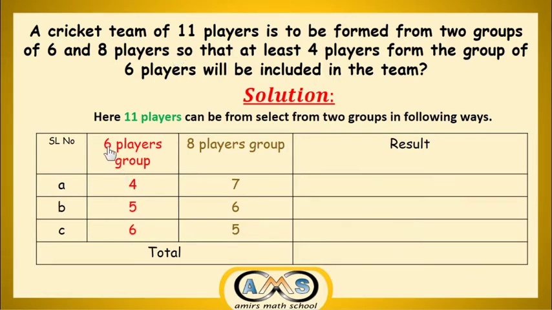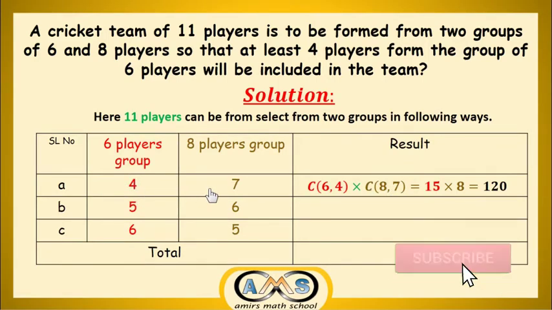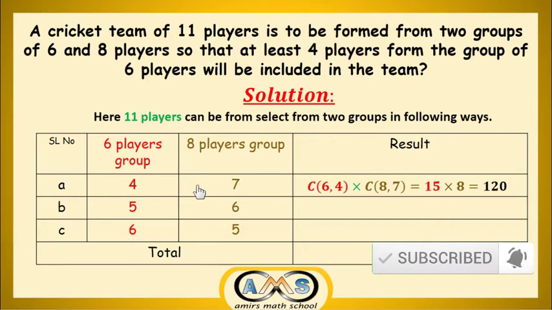From 6, if we choose 4, the result will be C6 4. And if we select 7 from 8, that will be C8 7. We have to choose 4 players and 7 players, so according to the AND rule, we have to multiply these two values. C6 4 is 15 and C8 7 is 8. If we multiply these two, the value will be 120.